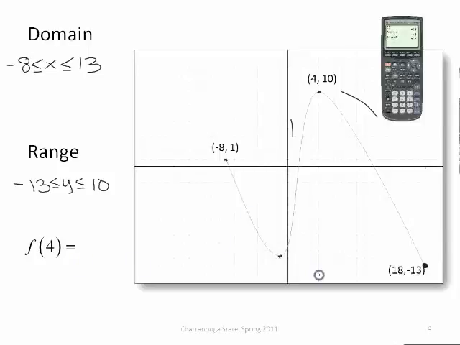Now, I also can use my graph to find function values. If I want to find what f of 4 is, I go to my graph where x is 4, 1, 2, 3, 4, and see that the point on my graph has a y coordinate of 10. So f of 4 is 10.